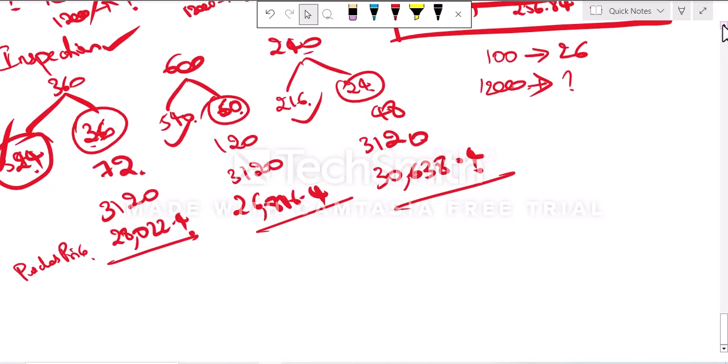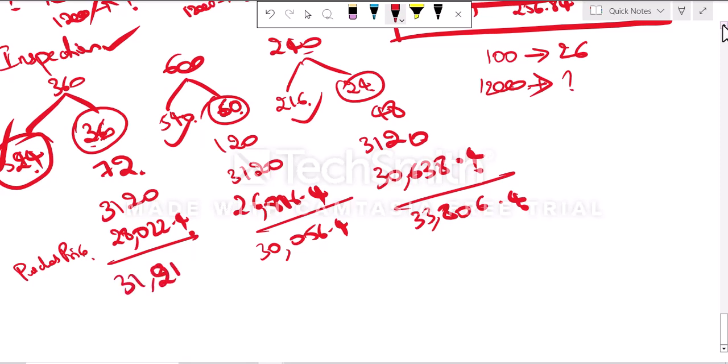30,638.4 plus 3120 plus 48 is 33,806.4. Next, 120 plus 3120 plus 26,816.4 is 30,056.4. 72 plus 3120 plus 28,022.4 is 31,214.4. See, this is the total cost they have incurred, but for how many goods do they have to charge that cost?